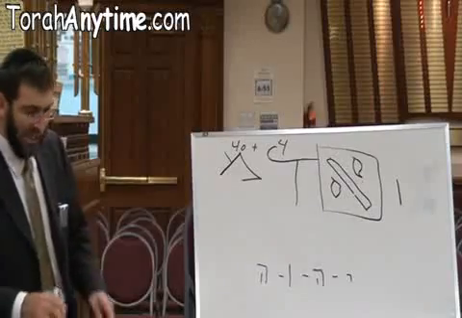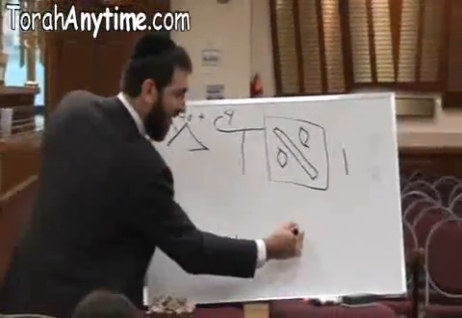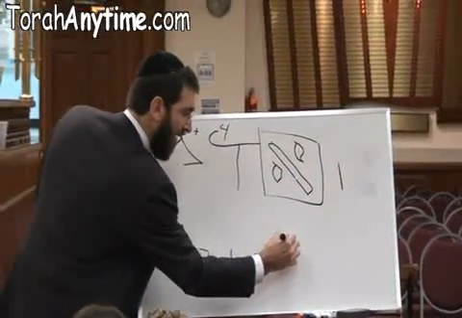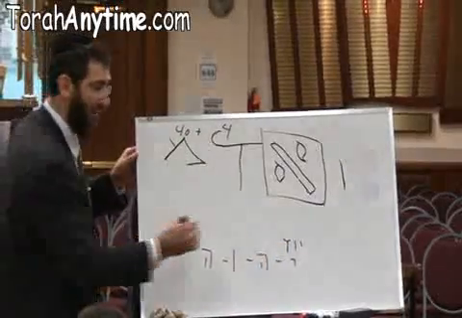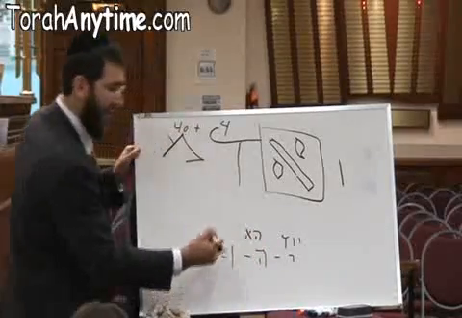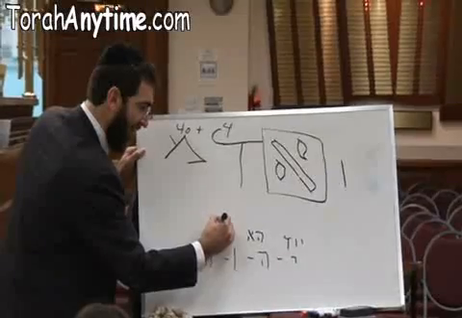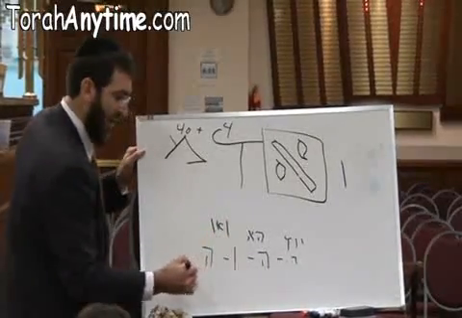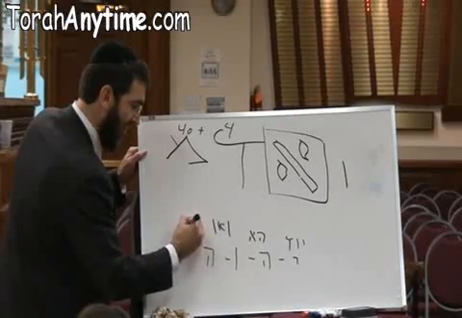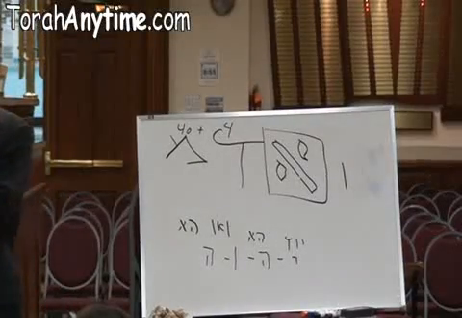Let's write it out. If I were to spell out a Yud, how would I write it? I'd write it like this: Yud, Vav, Dalet. If I were to spell out a Hey, I would write it like this: Hey, Aleph. If I were to write a Vav, I'd write it like this: Vav, Aleph, Vav. If I were to write a Hey, I'd write it like this: Hey, Aleph. Okay. Yud, Hey, Vav, Hey. I'm just spelling out the letters. That's the way you spell these letters.